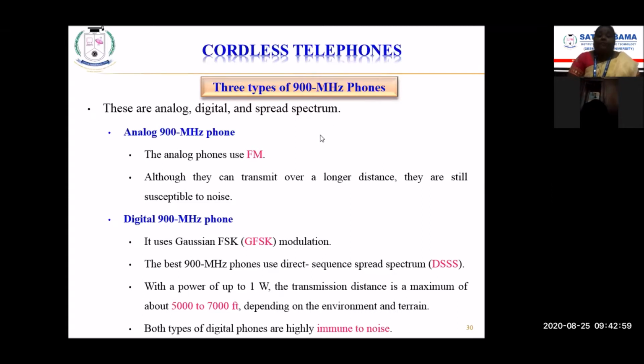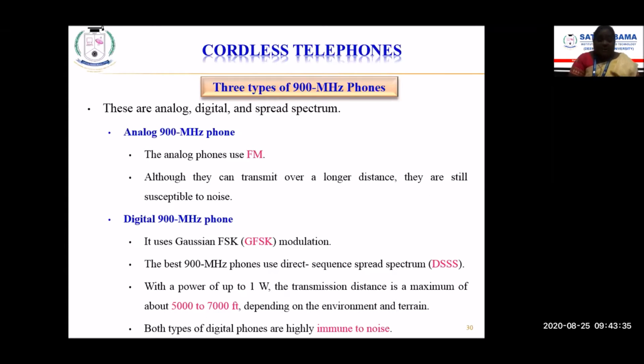So analog phones use frequency modulation, that is FM. Although they can transmit over a longer distance, they are susceptible to noise. That is the analog method of transmission of data between the base unit and the handset. It is susceptible to noise. That is why, even though it can transmit over a longer distance, if it goes a little far away from the coverage distance, we will hear noise and will not be able to hear the voice clearly. So that is one of the disadvantages of this analog 900 megahertz phone.